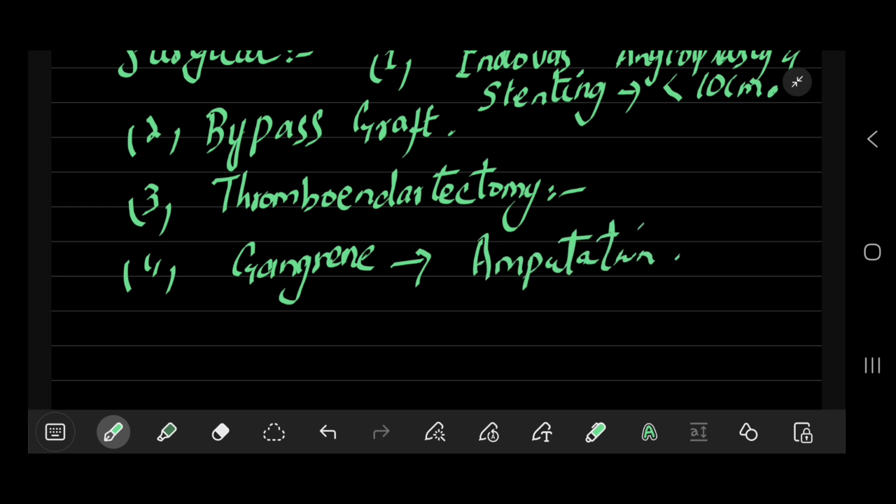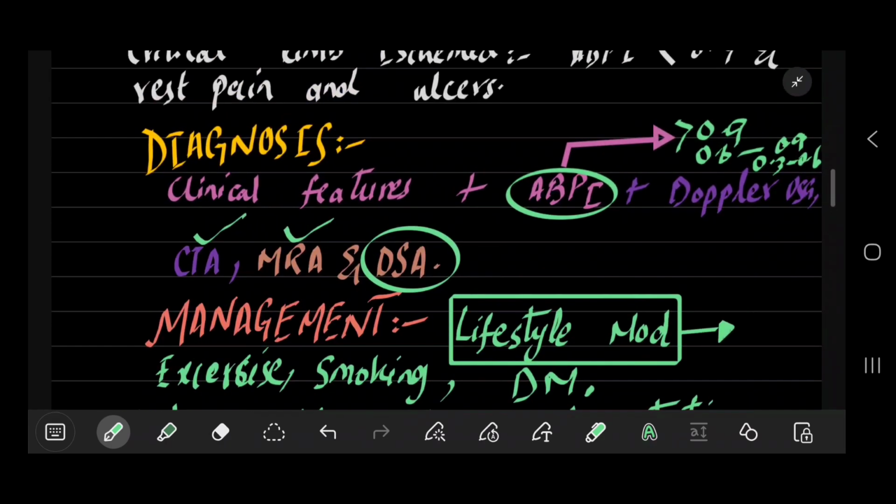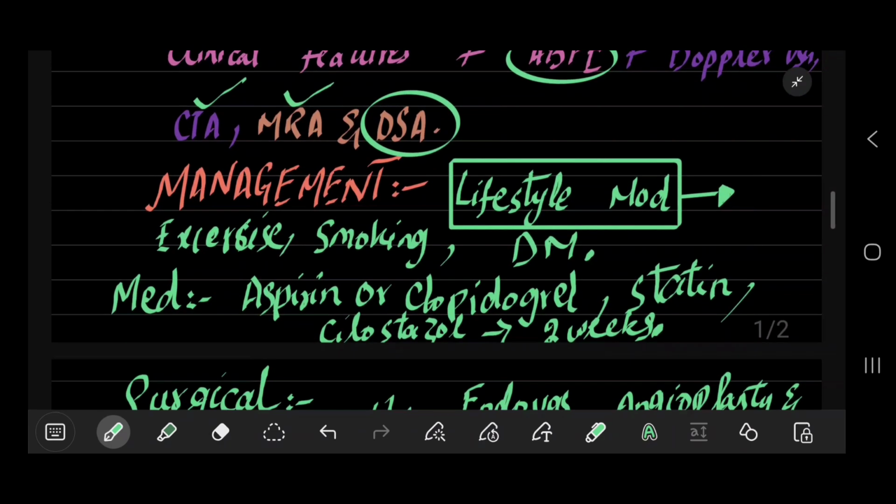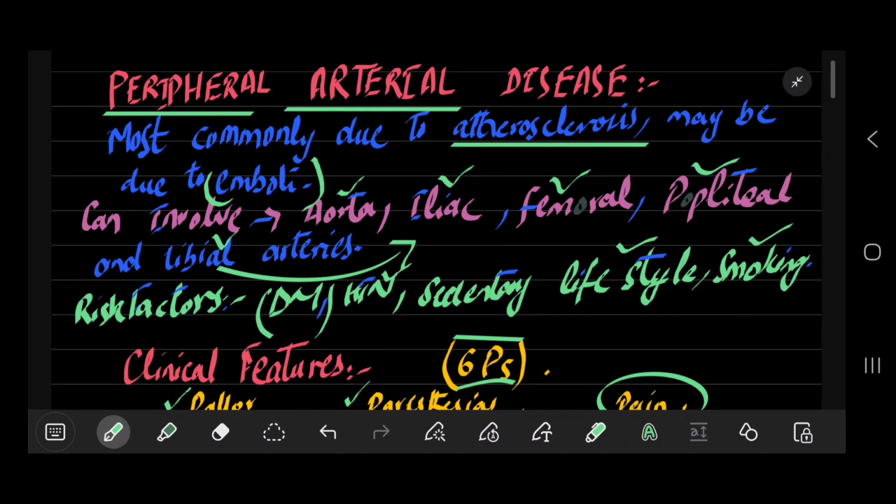If there is a chance of infection, then you should add antibiotics, among which vancomycin and piperacillin-tazobactam can be added for the treatment of infections. So this is all about peripheral arterial disease.